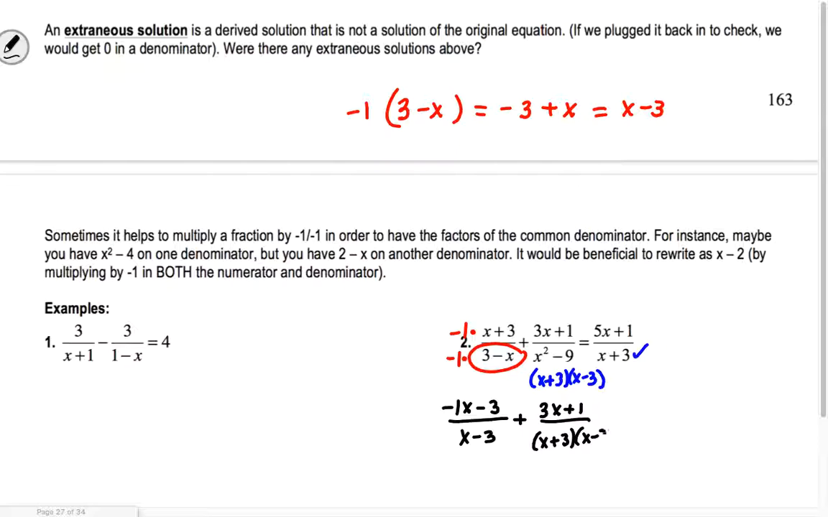I'll leave that bottom factored, so x plus 3, x minus 3, and then equals 5x plus 1 all over x plus 3. Okay, so now it's set up how we want it, so then we can do that thing where we clear the denominators. So we're going to multiply through by x plus 3 times x minus 3.